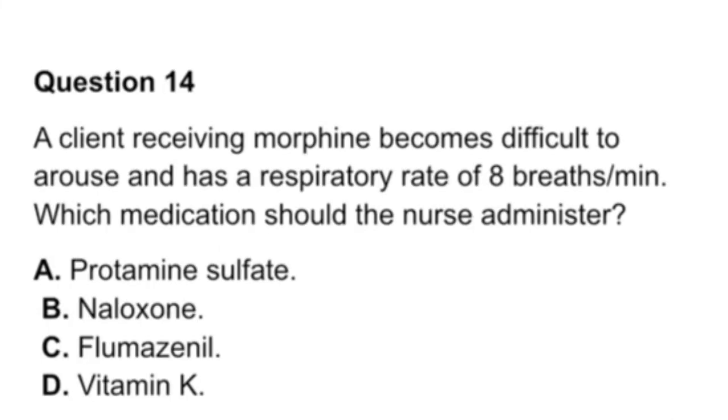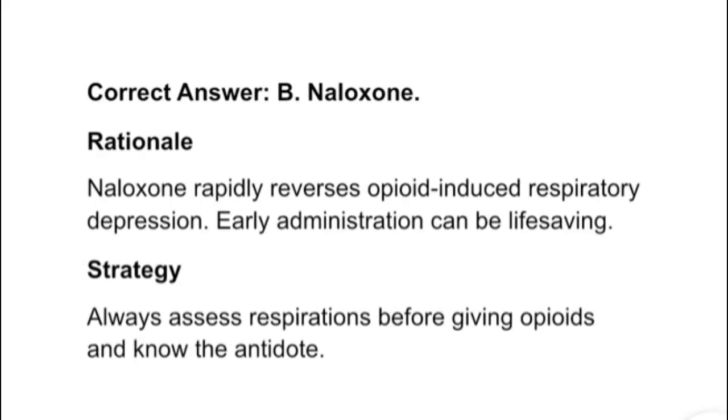Question 14. A client receiving morphine becomes difficult to arouse and has a respiratory rate of 8 breaths/min. Which medication should the nurse administer? A. Protamine sulfate. B. Naloxone. C. Flumazenil. D. Vitamin K. Correct answer, B. Naloxone. Rationale. Naloxone rapidly reverses opioid-induced respiratory depression. Early administration can be life-saving. Strategy. Always assess respirations before giving opioids and know the antidote.